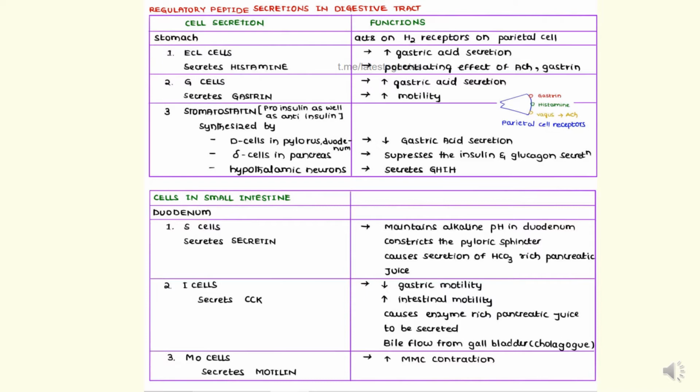Cells in the small intestine, duodenum. S cells secrete secretin, which maintains alkaline pH in the duodenum, constricts the pyloric sphincter, and causes secretion of bicarbonate-rich pancreatic juice. I cells secrete CCK, which decreases gastric motility, increases intestinal motility, and causes enzyme-rich pancreatic juice to be secreted. Bile flows from the gallbladder. Mo cells secrete motilin, which increases MMC contraction.